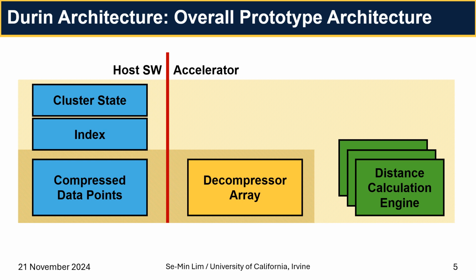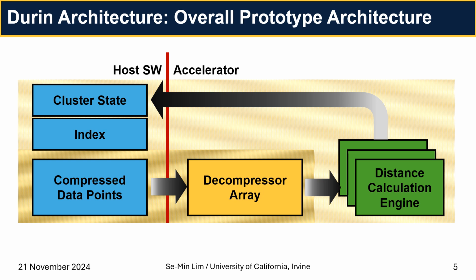Okay, from now on, I will briefly explain our Durin architecture. This figure shows the overall heterogeneous architecture. The data for clustering exists only in compressed format in host-side memory, and it is decompressed on the fly at the accelerator side before computing the distance metric. This design takes advantage of the fact that only the hardware accelerator needs to look at the raw data for distance calculation.